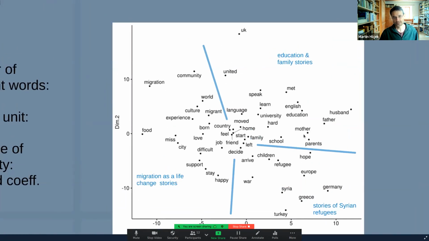The second is migrants that tell about education and their family. So they migrate because of education or because of family, or their migration is somehow related to or affected the education of their family. And this is the rest of migrant experience stories, non-specific ones.